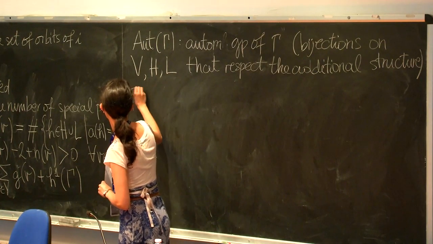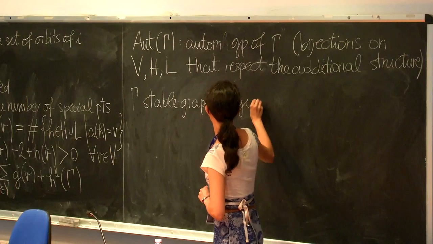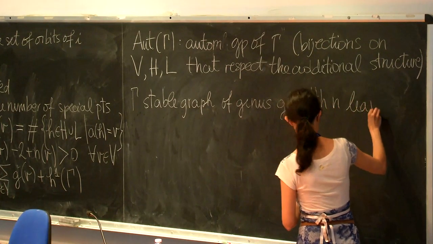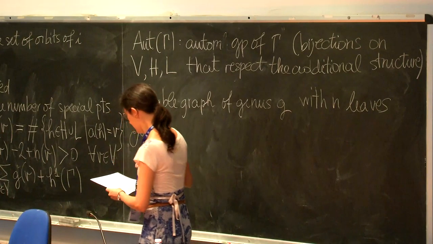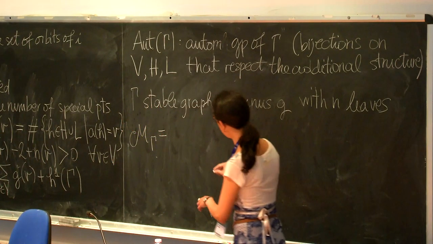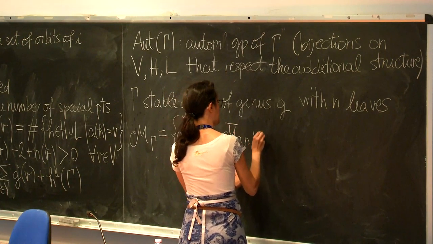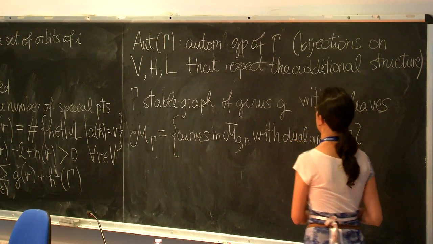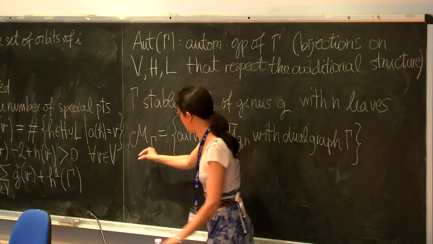So once we have such a stable graph, of genus g with n labeled leaves, then we can associate to it the locus of all curves in M_{g,n} bar with this dual graph. So here the dual graph has to be gamma, so for instance the number of singular points is not allowed to increase. For this reason, this is of course not closed, it's a locally closed subset of M_{g,n} bar.